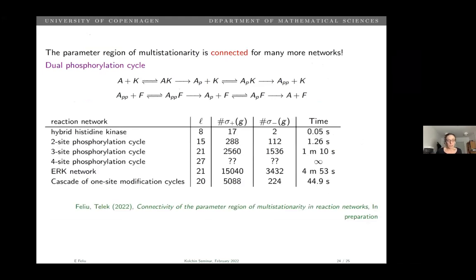And then we tested many other networks. We are still testing others, but essentially this table is more to illustrate that the method works very well. Here we have a G polynomial with almost 20,000 terms, right? And in less than 5 minutes, we can decide that the parameter region is connected. And no way you can find it at the descriptors of the parameter region, right? So we are quite happy about this method, I would say.